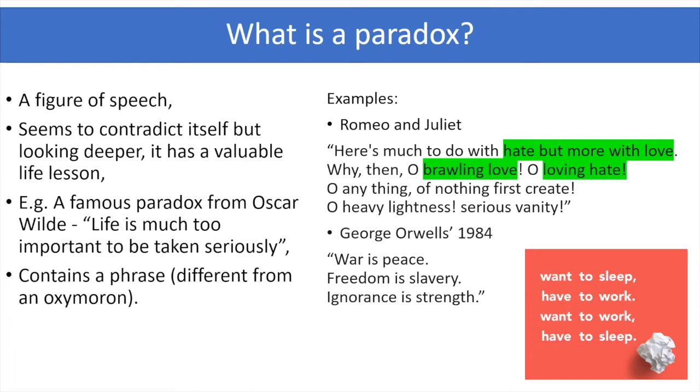And then we can also see it in George Orwell's novel 1984, where he says, "War is peace, freedom is slavery, ignorance is strength." We have to take that in and think what it means. Do we have war when there is peace? Maybe between people. Do we have freedom in slavery? And is there ignorance in strength?